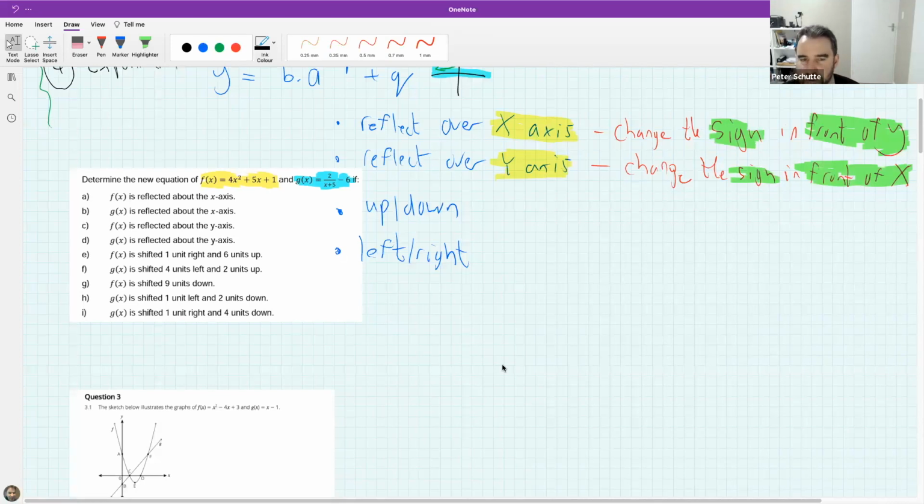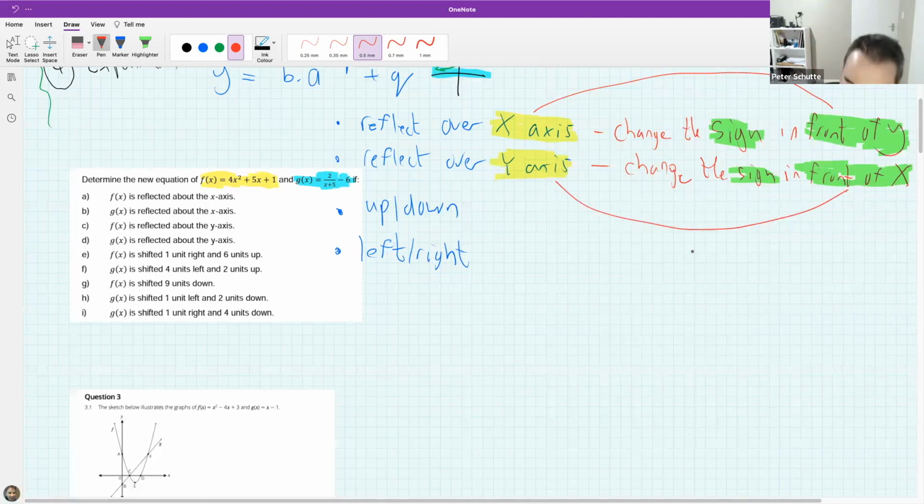So all that I was saying here was that if you want to reflect over the x-axis, you change the sign in front of the y. So it's the opposite way around. If you want to reflect over the y-axis, you change the sign in front of the x. It's the opposite way around.